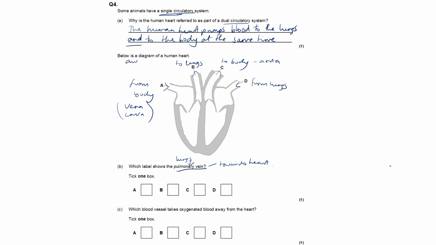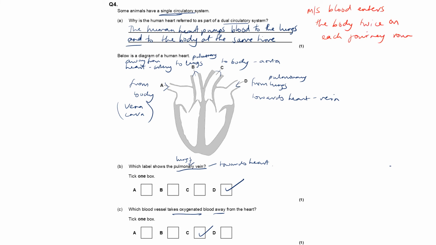Below is a diagram of a human heart. I've annotated it to recall what's coming in, what's coming out, and the major blood vessels. And I remember arteries take blood away from the heart. The pulmonary system is to do with the lungs, and so on. So which label shows the pulmonary vein? Because I've labeled everything, it's quite easy for me to see that it is going to be blood vessel D. And then which blood vessel takes oxygenated blood away from the heart? I can see that it's blood vessel C.